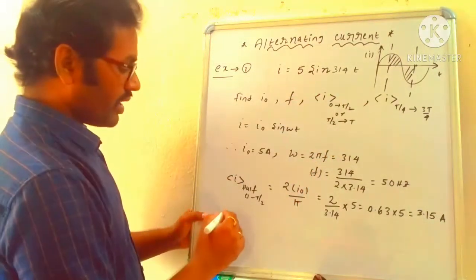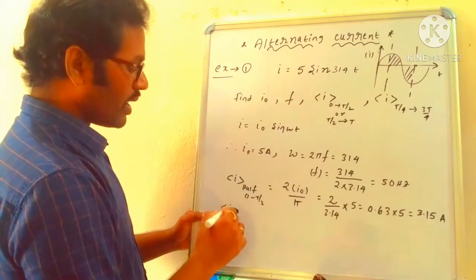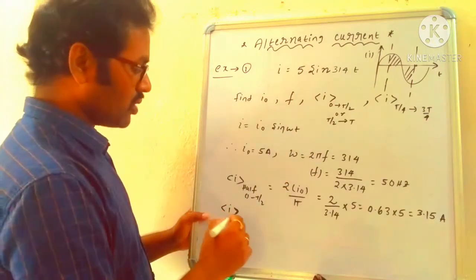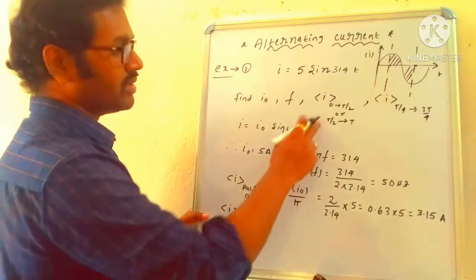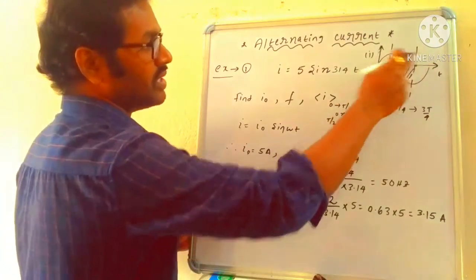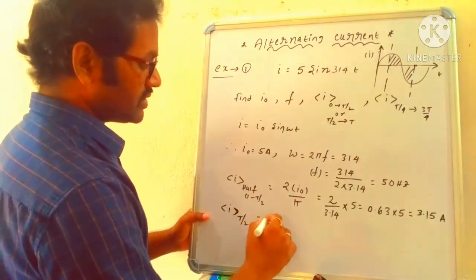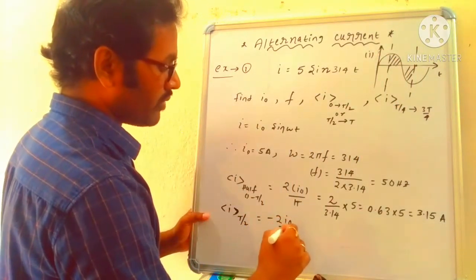And in the same way, if you find the average value for the half cycle for the negative cycle, that is T by 2 to T, which is the negative cycle, it is equal to minus 2 I naught divided by pi.